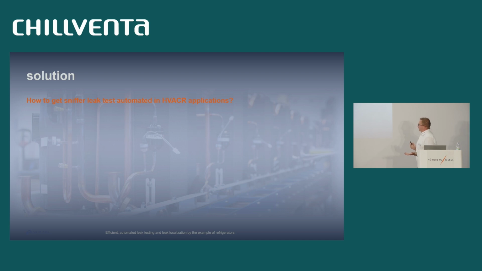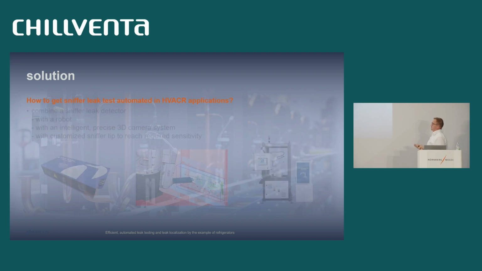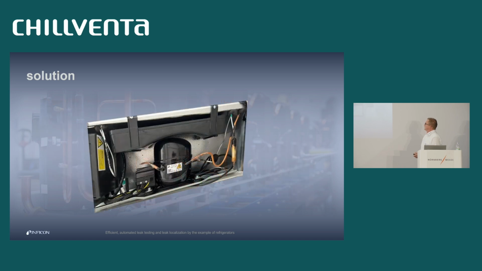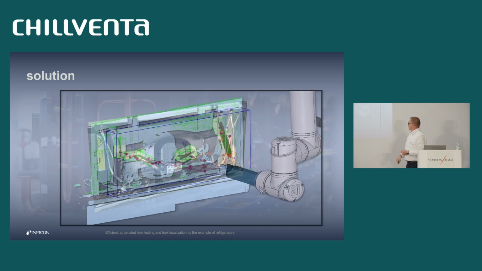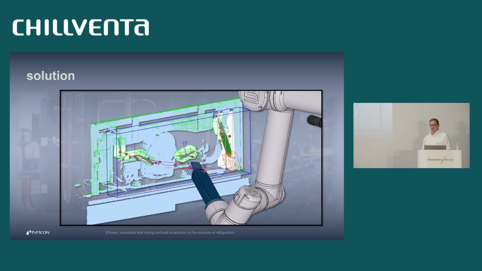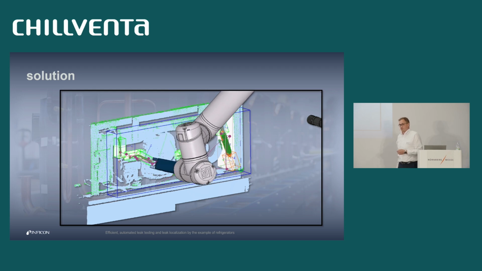So the solution, how to get this sniffer leak test automated, simply is just combine your leak detector with a robot, with an intelligent camera system, and a customized sniffer tip, and you will end up with a solution similar to this one, which can test your products fully automatically. And just to give you an example how it works, this is the real life view of your compartment. The camera system will create a 3D image, do the robot path planning, and the robot is then testing all the joints.